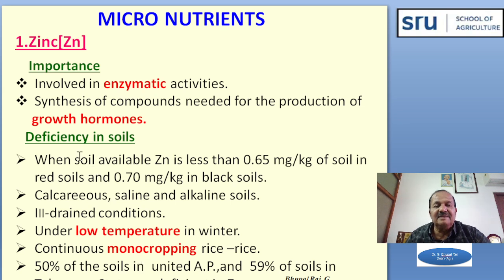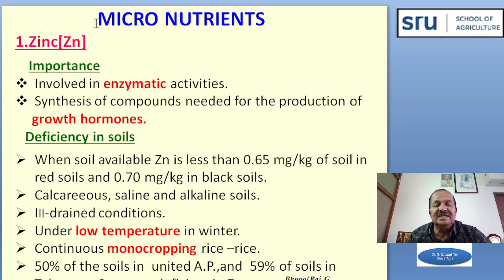Then coming to the third category of nutrients, micronutrients. These are required in very small quantities when compared to the major nutrients and secondary nutrients. The requirement is at ppm level. Even though they are required in small quantities, micronutrients are equally as important as the major nutrients. If any micronutrient is deficient, the yields will be drastically decreased, on par with major nutrient deficiencies.